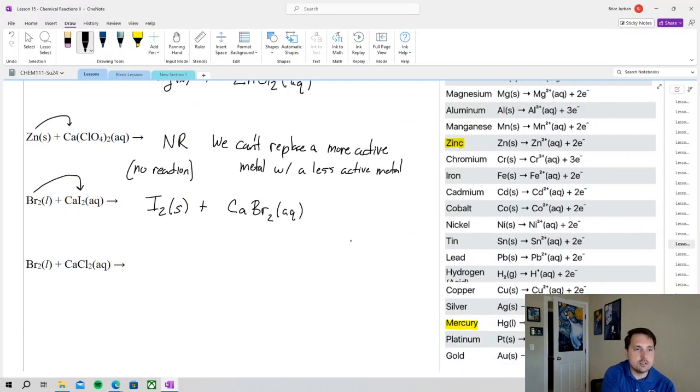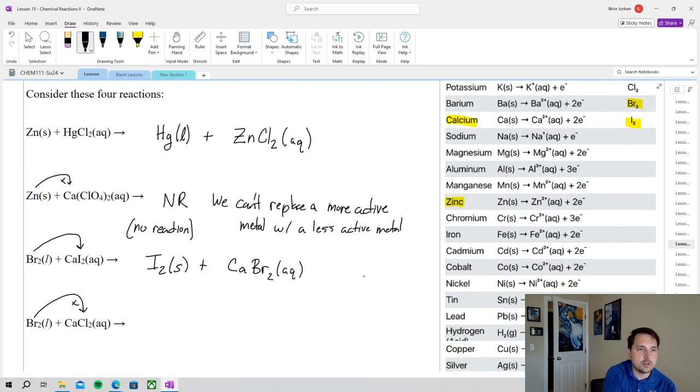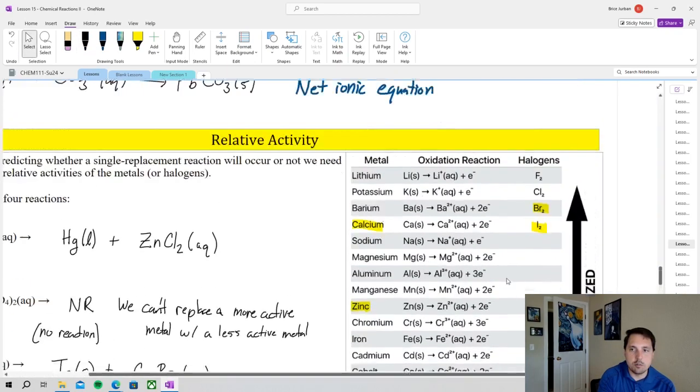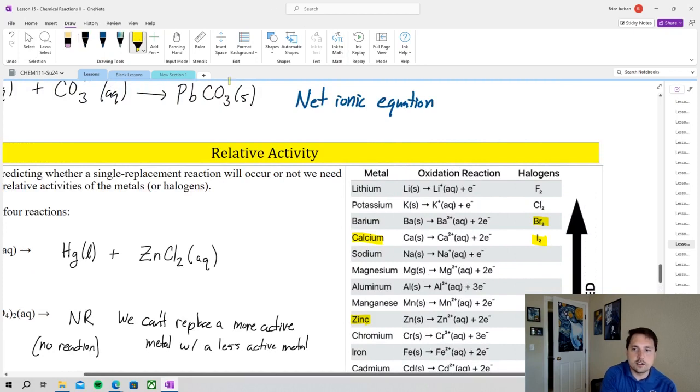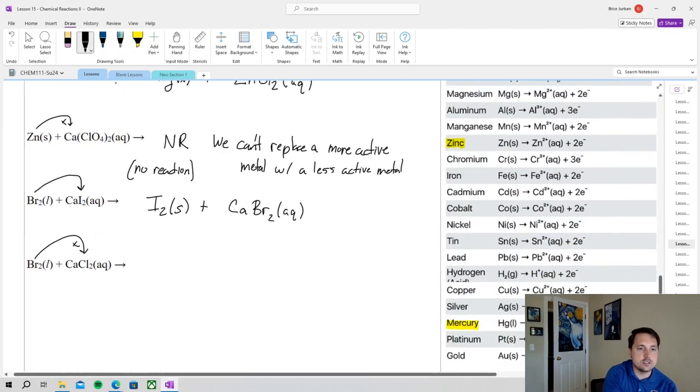However, when we try to do this one, this doesn't work. Kind of like how this other one didn't work. Because chlorine is a more active halogen, and we're trying to displace a more active halogen with one that's less active. So this does not work for the same reason above. So chlorine is more active than bromine.